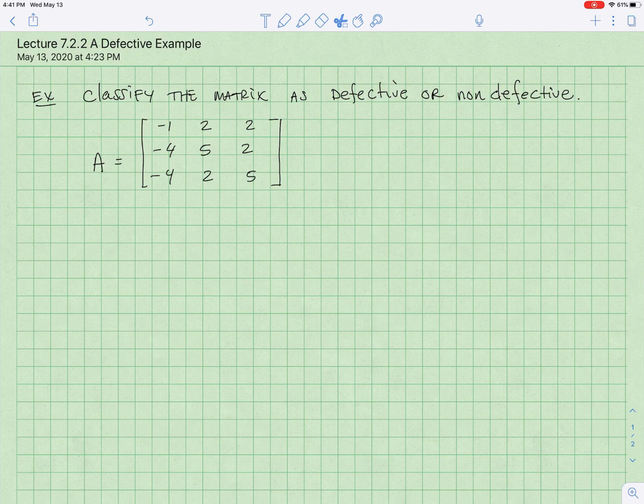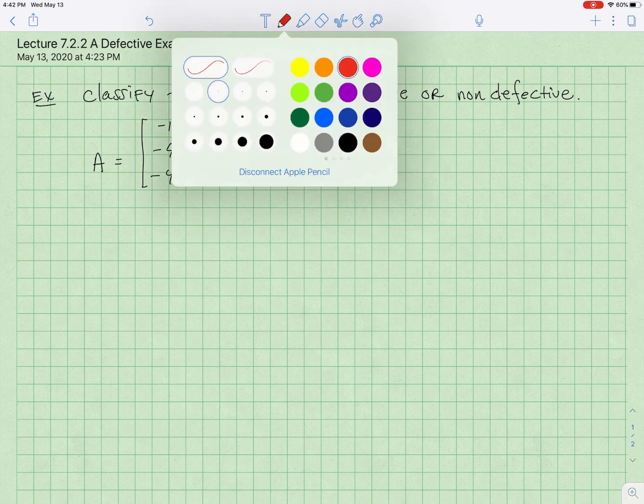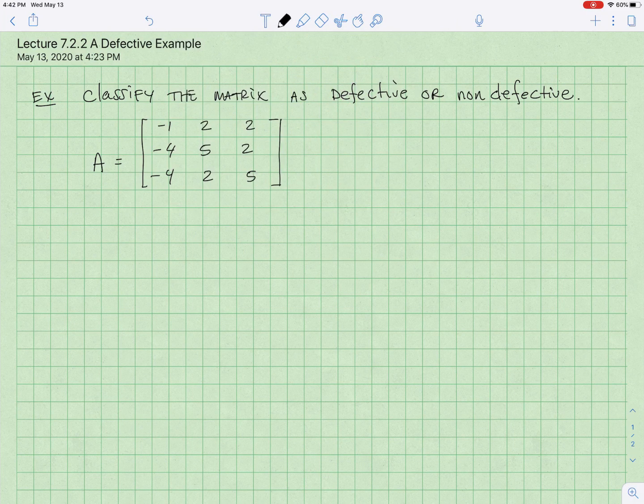Let's get into this. Now, another thing that I want to show you in this video is the subtle art of finding the characteristic polynomial and factoring. So please pay attention to how I do this. Okay, here we go. Let's dive right in. Classify the matrix as defective or non-defective. We need to determine if it has a complete set of eigenvectors. So let's get started.